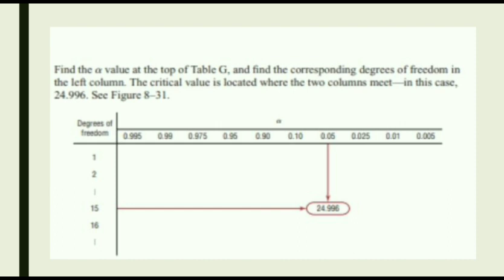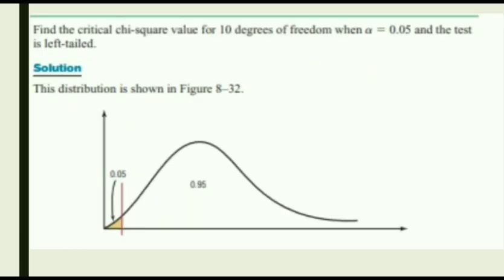For find the value of the top table of G and the corresponding degrees of freedom in the left column. The critical value is located where the two columns meet. In the case of 24.996, muna siya ang value. Now, second, let's move on to the second objectives.